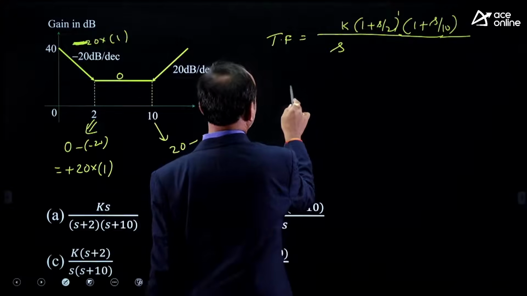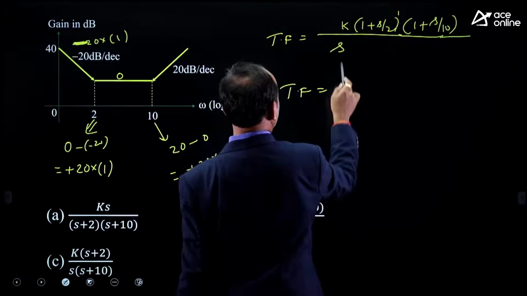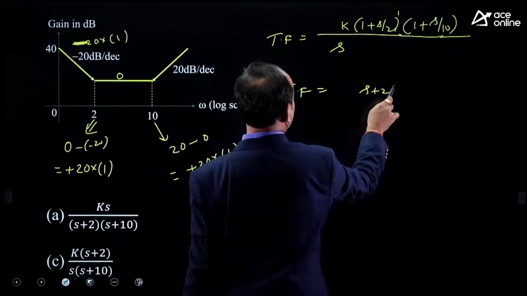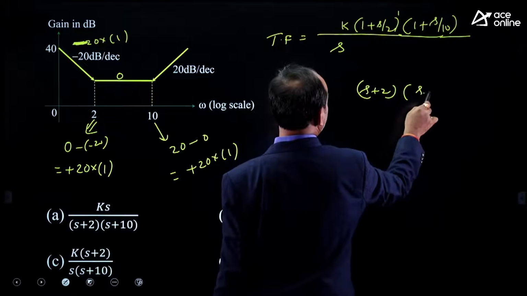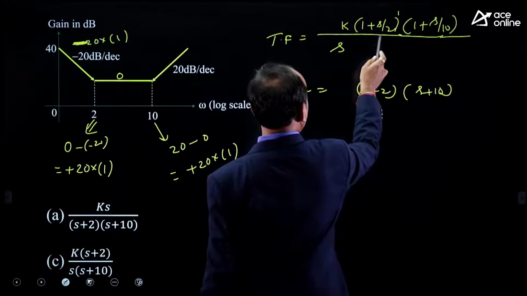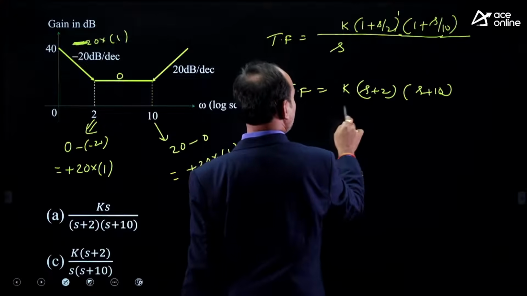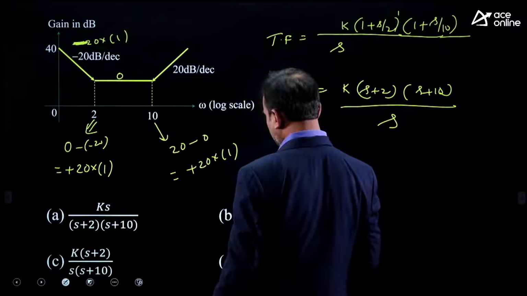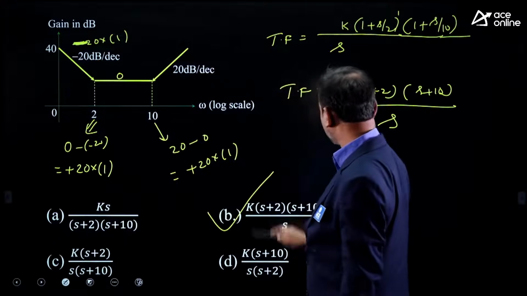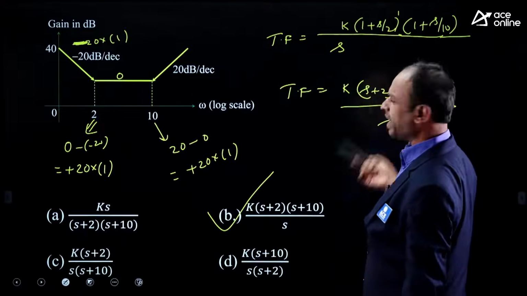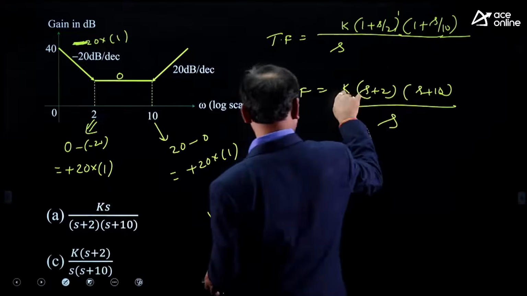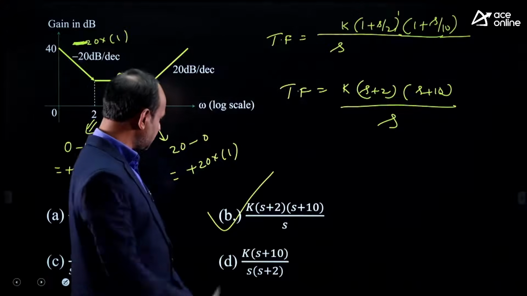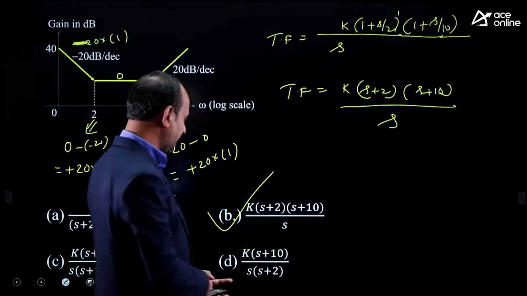If you convert it, K times (s plus 2) divided by s times (s plus 10). 10 into 2 is 20, so K by 20 is also a constant, and we can write a constant only. So this is of the form, and no doubt option B is the correct answer. Anything 1 by 20 is a constant into constant K. So the best suitable option is option B.